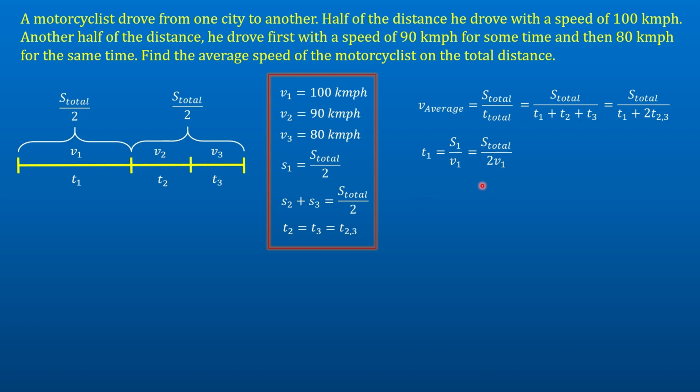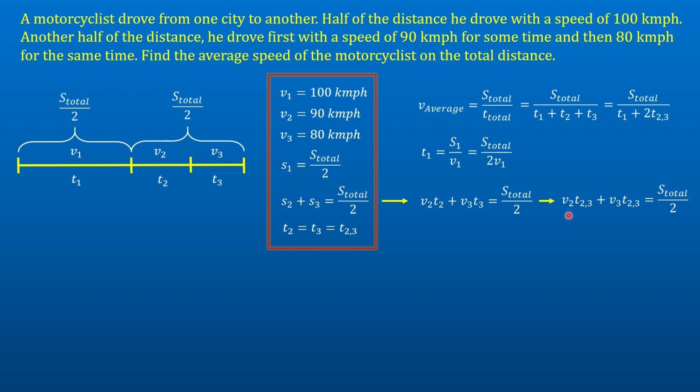To do that, let's look at this equation. Here, instead of S2, we can write V2 multiplied by T2, and instead of S3, we can write V3 multiplied by T3. But T2 and T3 are equal to T23. So we can just exchange T2 and T3 with T23, and we'll get this equation.